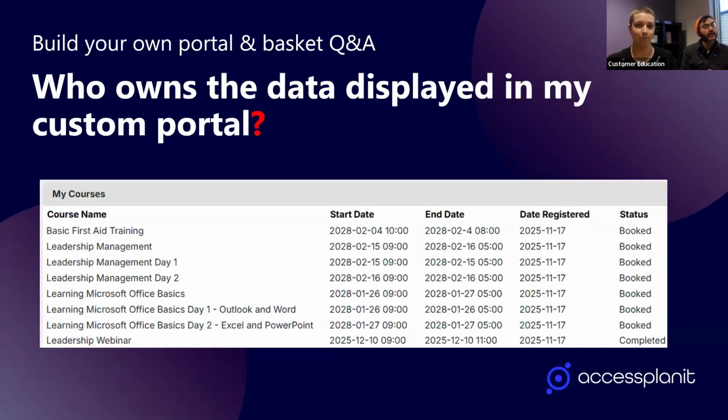Okay. Good question here. Who owns the data displayed in my custom portal? So all data displayed from your API feeds comes from and belongs to your Access Planet platform. So that data is yours. Your custom portal simply retrieves and displays that information. So it's pulling it through the API directly from that platform.